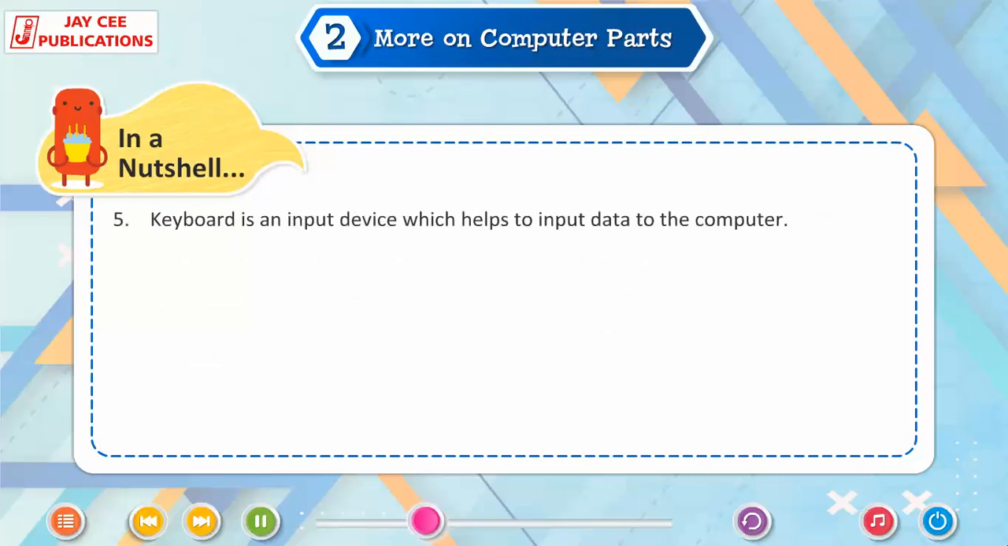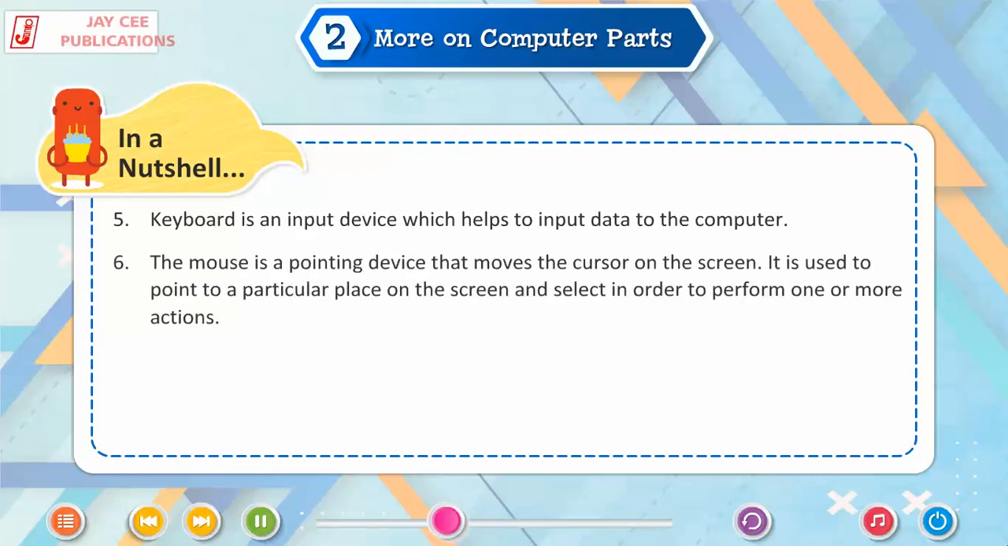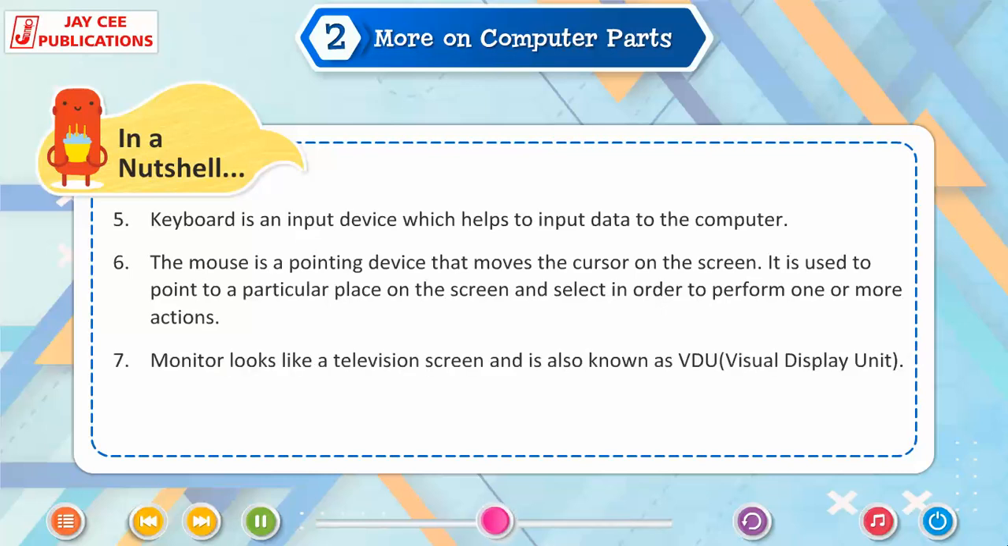5. Keyboard is an input device which helps to input data to the computer. 6. The mouse is a pointing device that moves the cursor on the screen. It is used to point to a particular place on the screen and select in order to perform one or more actions. 7. Monitor looks like a television screen and is also known as VDU, Visual Display Unit.